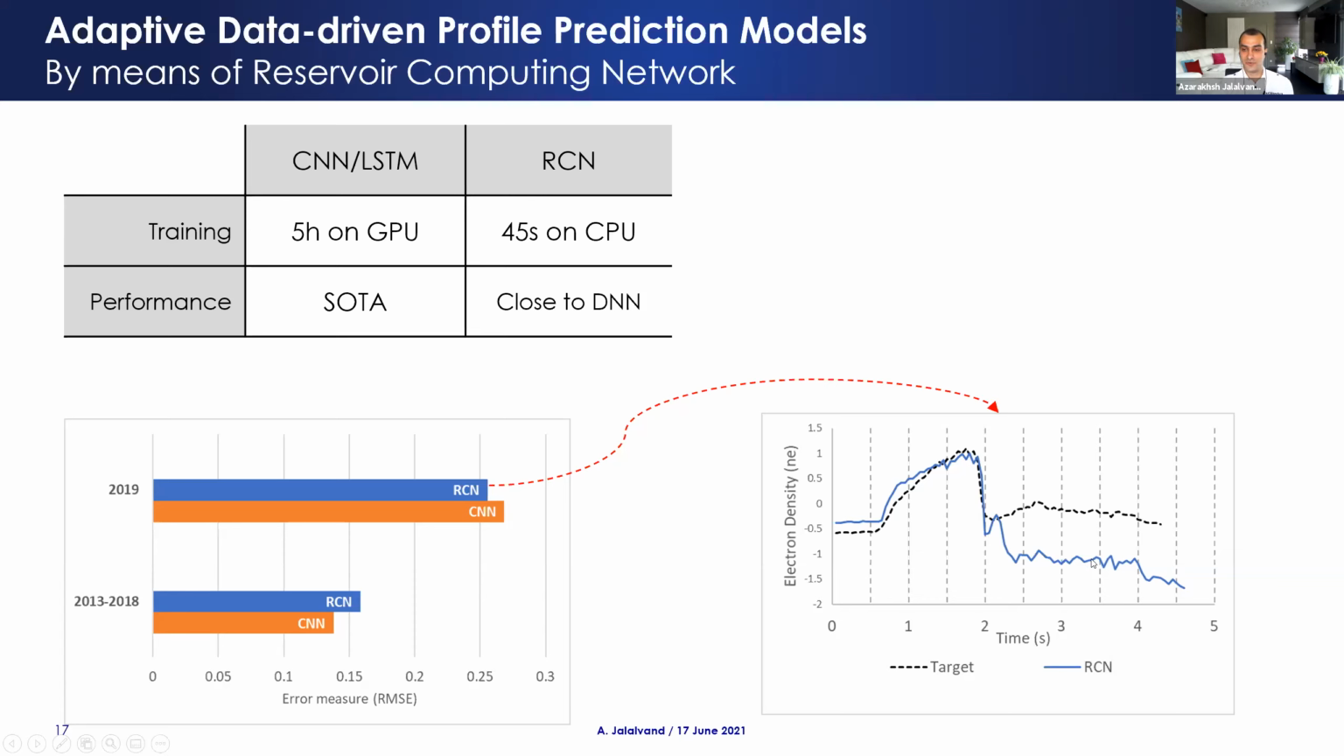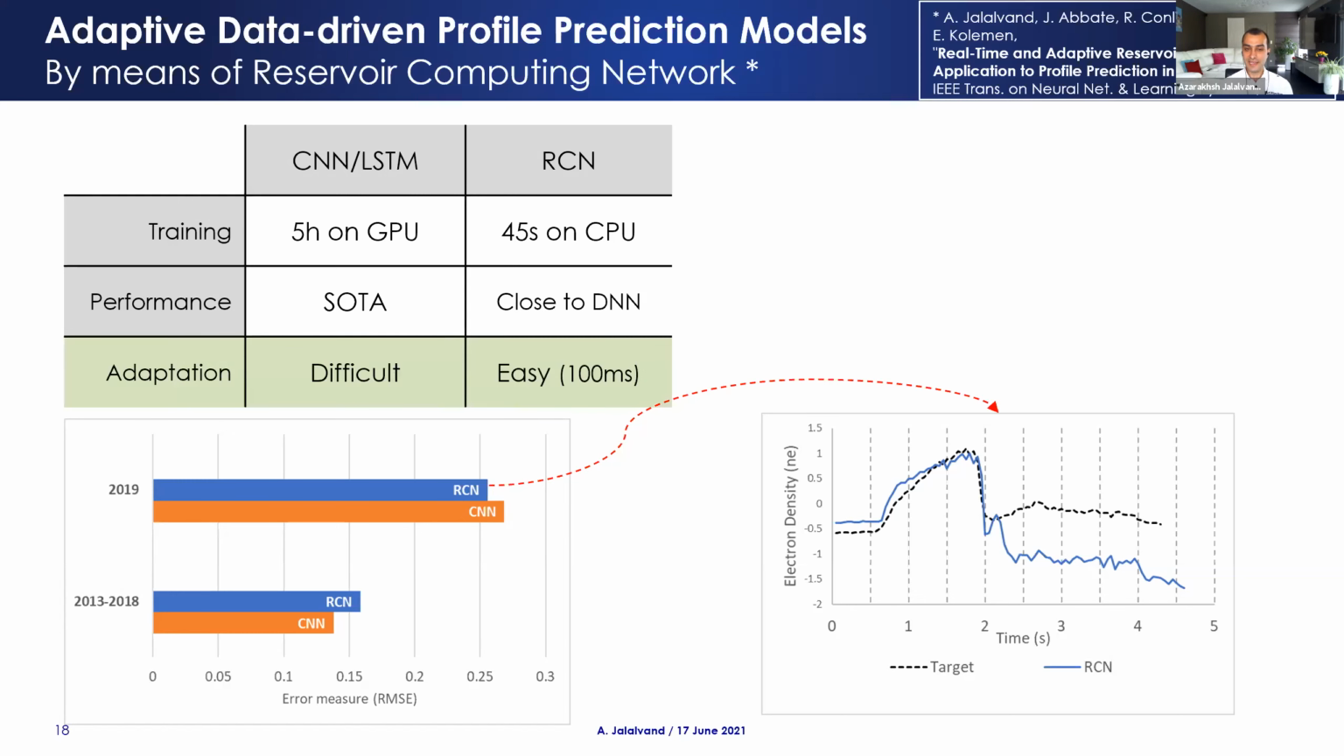It doesn't know that it has to rectify itself. And this is where actually the main error happens. So this is the performance of the Reservoir that has been trained on 2013 to 2018, and tested on 2019. Well, it's bad, it's disappointing, but the good news is we can actually adapt this model, which is almost impossible or very difficult for CNN LSTM.